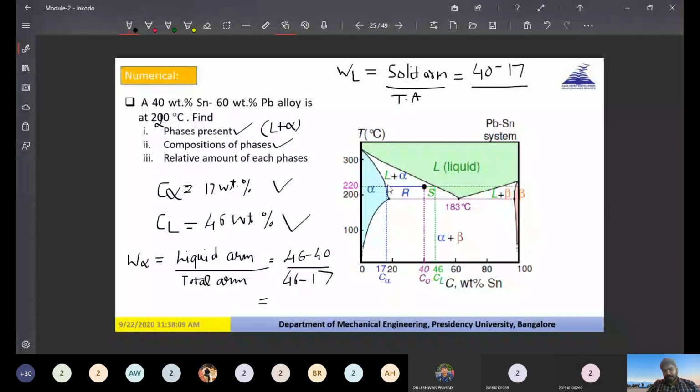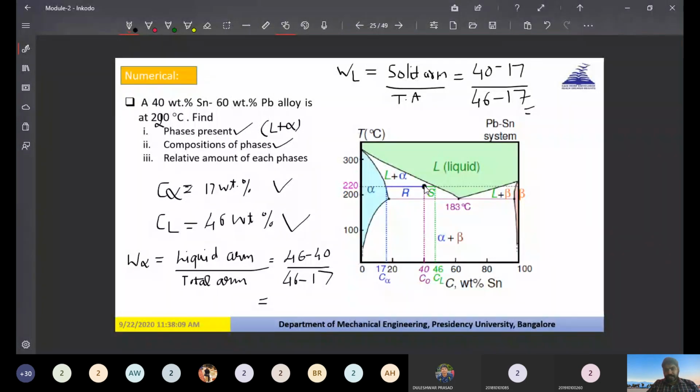Now what will be the total arm from this point to this point? Sir, 46 minus 17. Correct. 46 minus 17. So when you calculate this, you can find out the weight fraction of liquid phase present at this particular point. You need to know how to apply this in order to solve the various questions. I hope the things are clear.